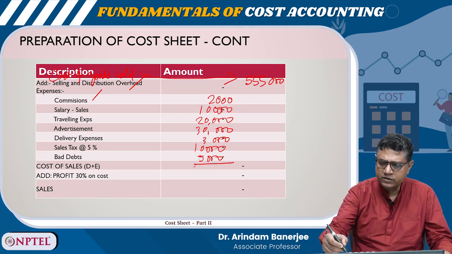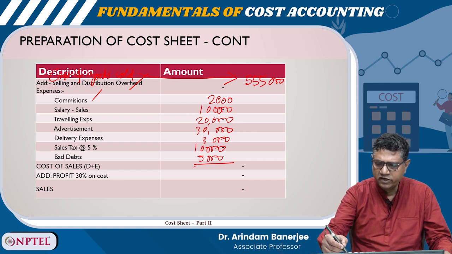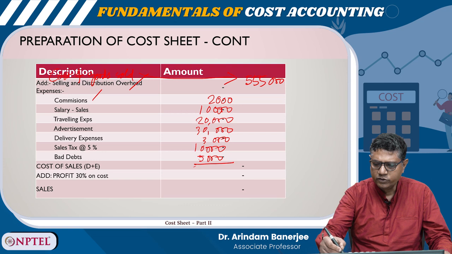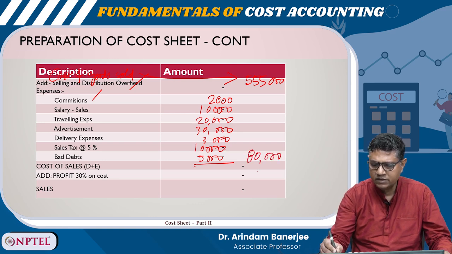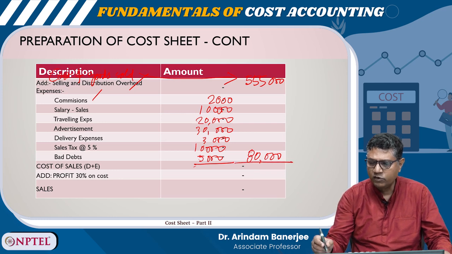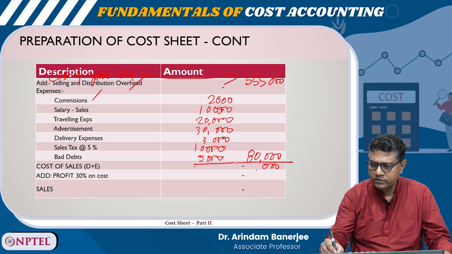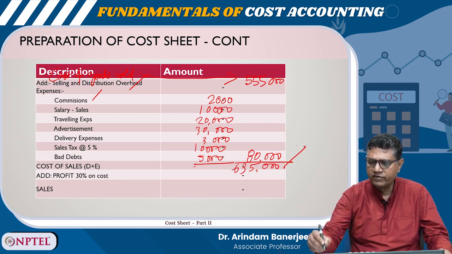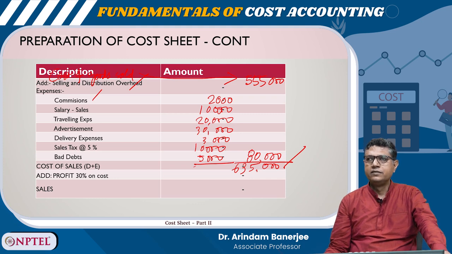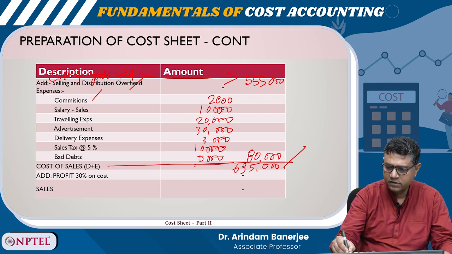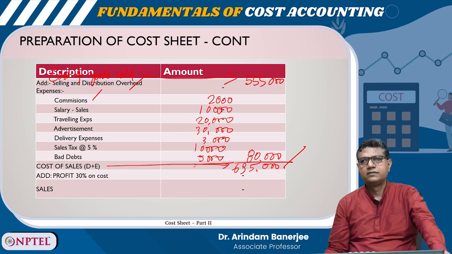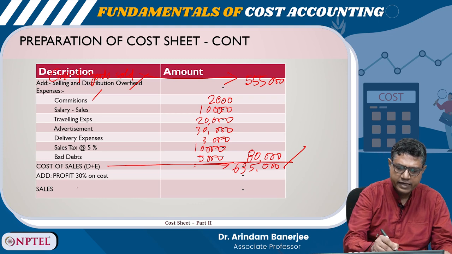So, with this if I add this, it comes to 80,000. So, cost of sales is how much? I can add these two. So, it is 6 lakh 35,000. This is my cost of sales.